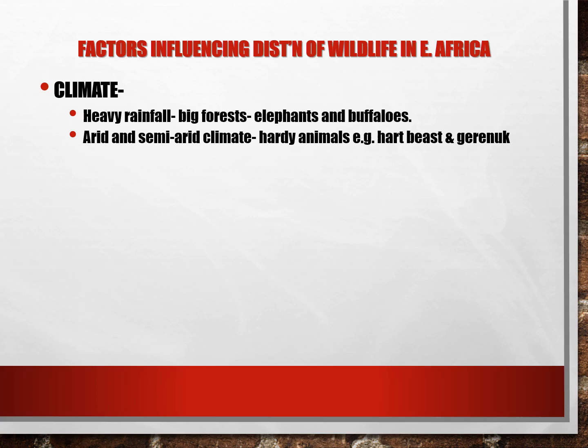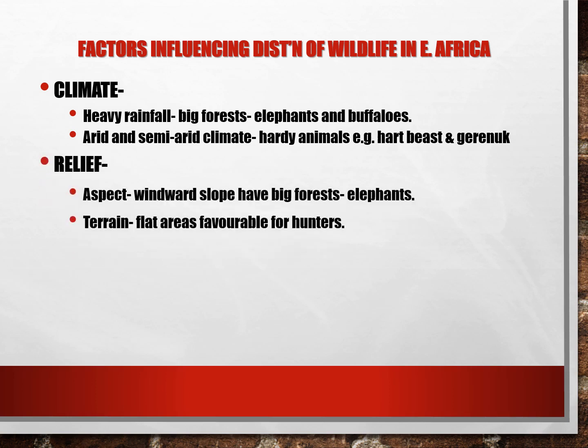Number 2 is that arid and semi-arid conditions will only favor hardy animals. Not all manner of animals will tend to survive in such areas, and even plants. It's only plants and animals that are adapted to harsh conditions of low rainfall and high temperatures that will tend to survive in such areas. We have given 2 examples there of the hartebeest and the gerenuk. Those are animals that can survive in these areas. Otherwise, not many species of animals or plants will tend to survive in these conditions. They must be adapted to these conditions.